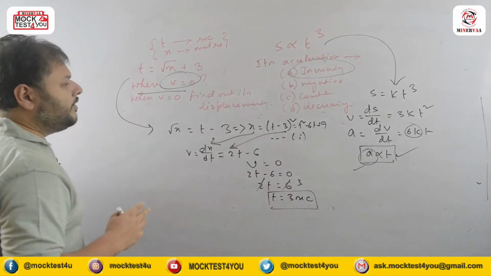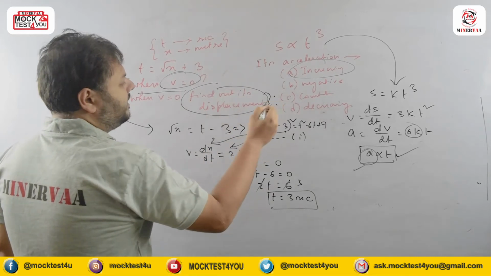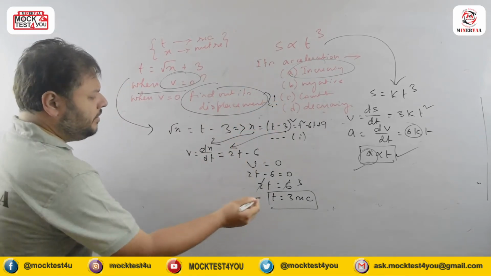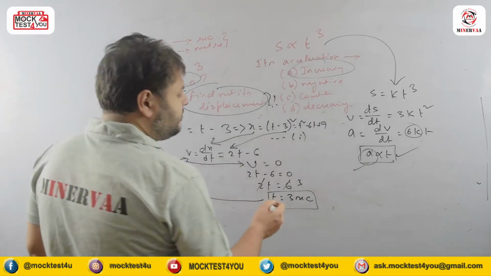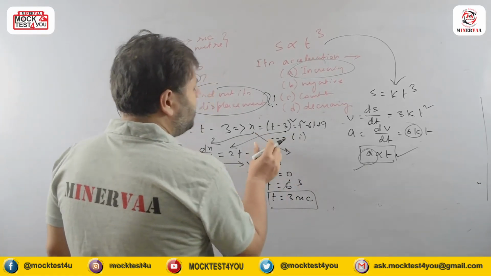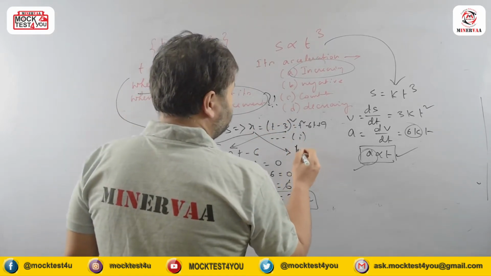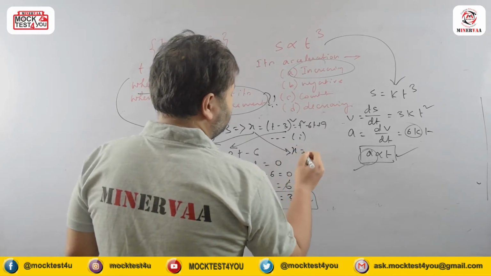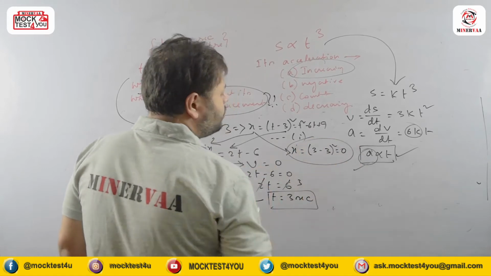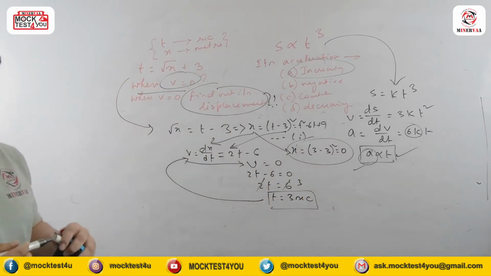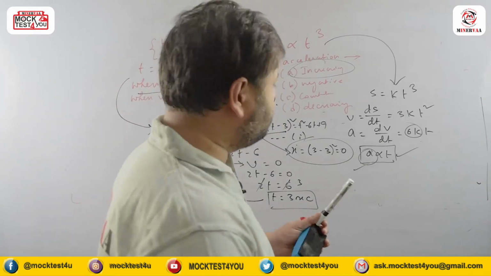Now we want the second answer: what will be the displacement when its velocity is 0? At 3 seconds its velocity is 0, so at 3 seconds, what will be its displacement? I told you this equation will help you in future: x is 3 minus 3 whole square, so it is 0. So when the velocity is 0 for this particle, its displacement is also 0.